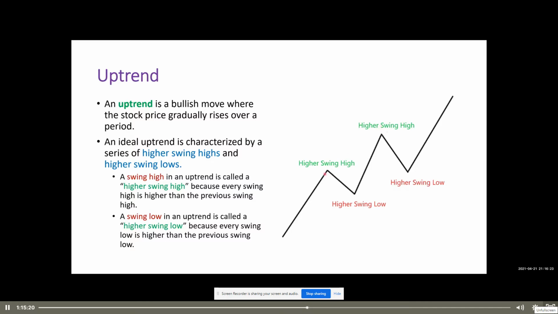So you guys can see that here is swing high number 1, swing high number 2, and this is swing high number 3, right? So in an uptrend, every swing high that's formed is going to be higher than the previous swing high. If you compare these two, you can see that the peak of this is higher than this one, right? And similarly for swing lows as well, the swing low that's formed here is higher than the previous swing low, right? So there is a reason for that.